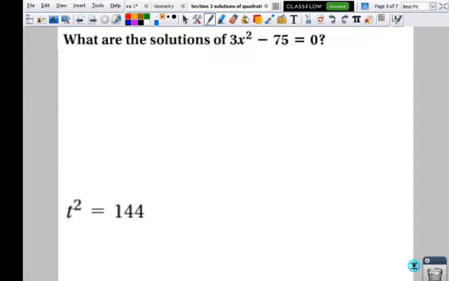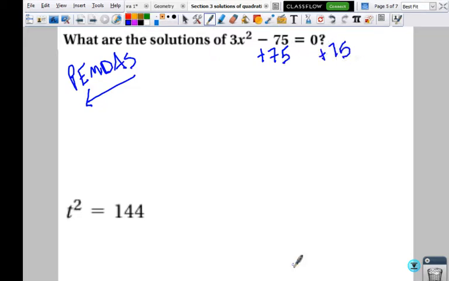Alright, so we're going to keep going. We are going to find the solutions of 3x squared minus 75 equals 0. So I'm going to go ahead and do my PEMDAS backwards. Moses, what am I going to get rid of first? The 3, the squared, or the minus 75? We're going to get rid of the minus 75 by plussing it on both sides, and we're going to get 3x squared equals positive 75.